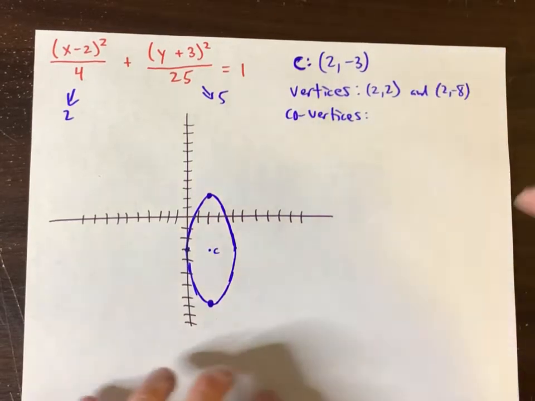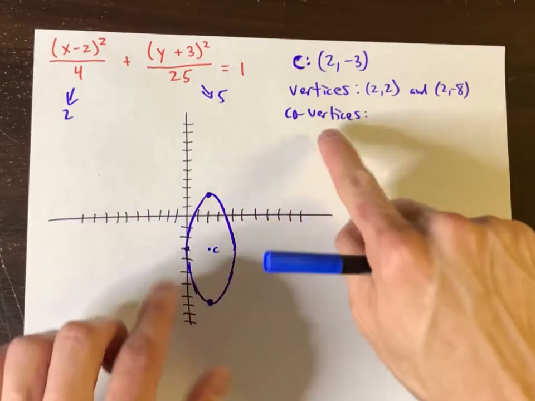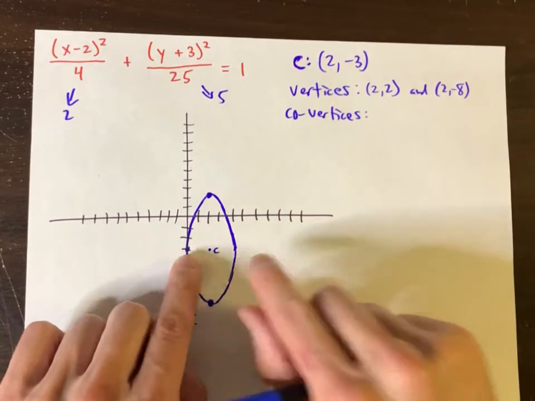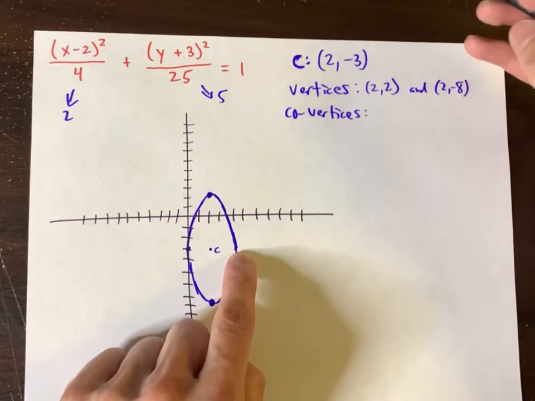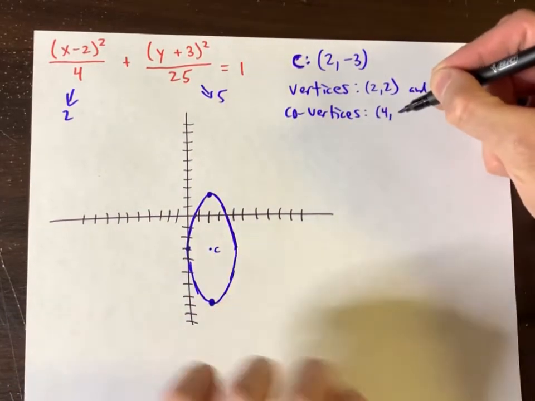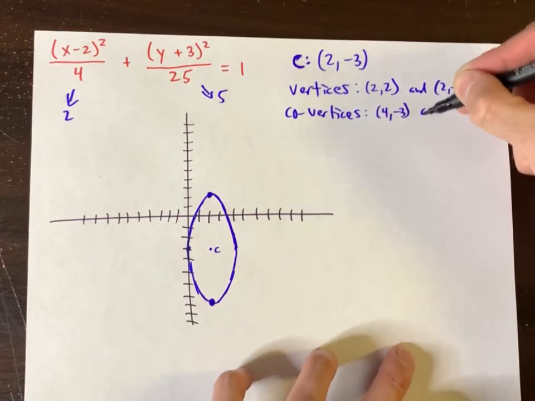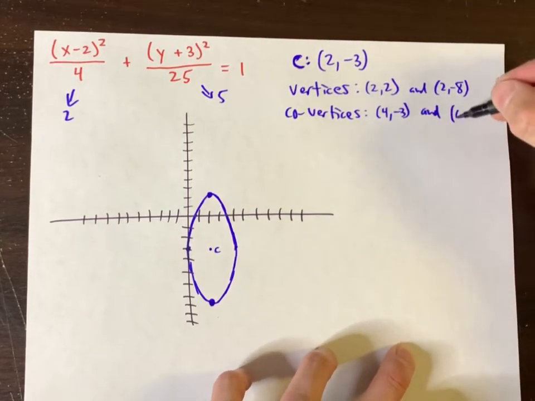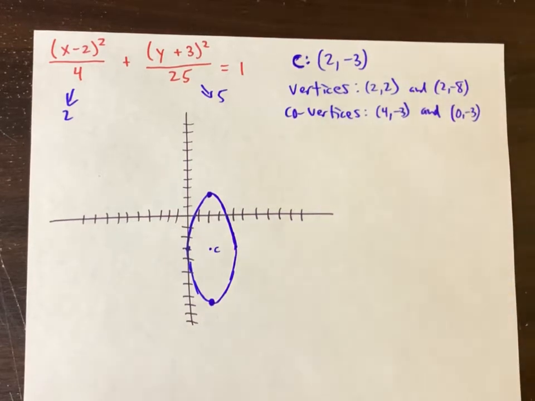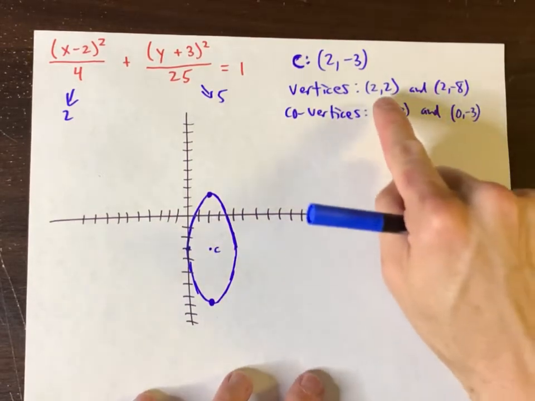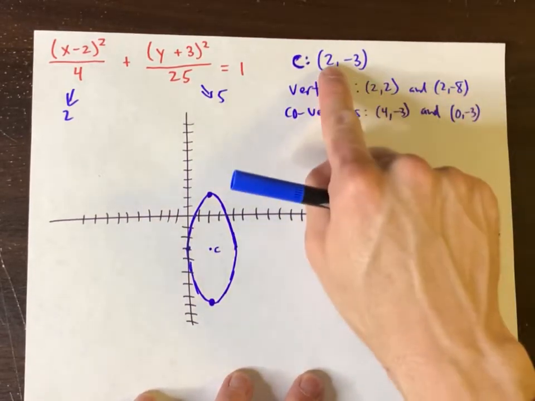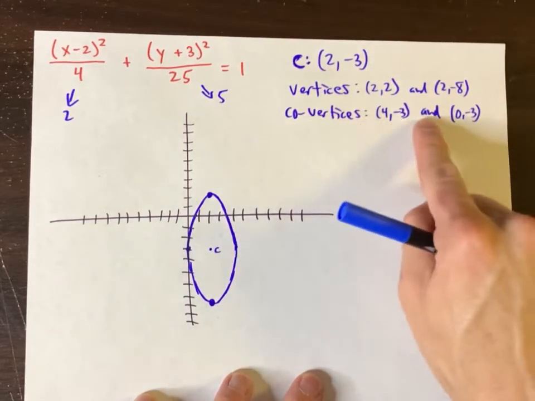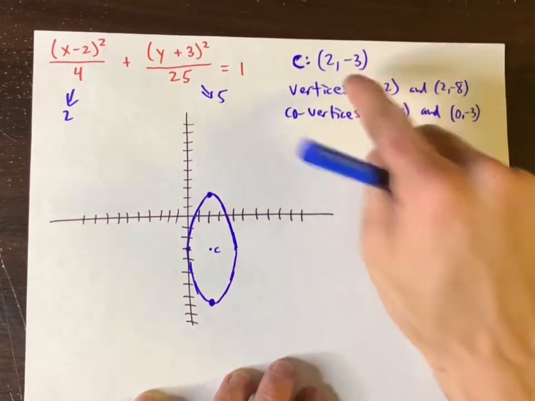And so the vertices are the ones that are far away from each other. The co-vertices are the ones that are closer to each other. And those coordinates there should be, it looks like, (4, -3), and the other one should be at (0, -3). And notice that the co-vertices have something in common with the center.